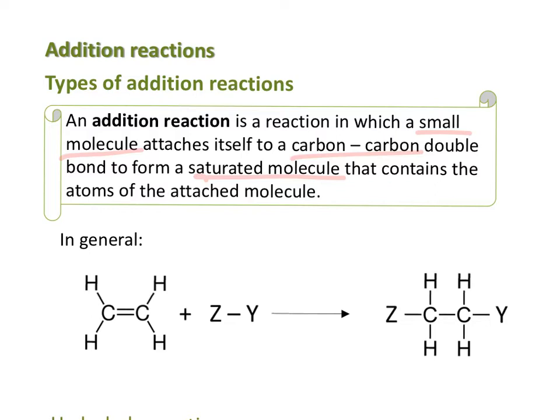In general, what that means is we will have a double bond between two carbon atoms, and we have another molecule, another compound, which we then add. That double bond breaks. When that double bond breaks, it creates a space for the atoms of the molecules we're trying to add, which then changes it from an unsaturated hydrocarbon to a saturated hydrocarbon. So, there are several types of organic reactions, and that's what we're going to look at now.